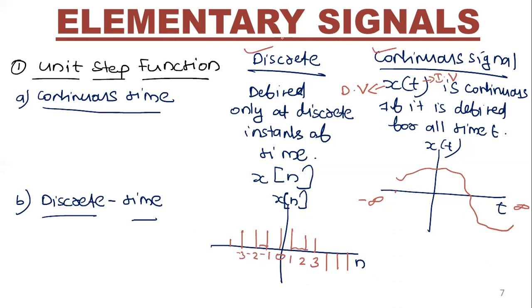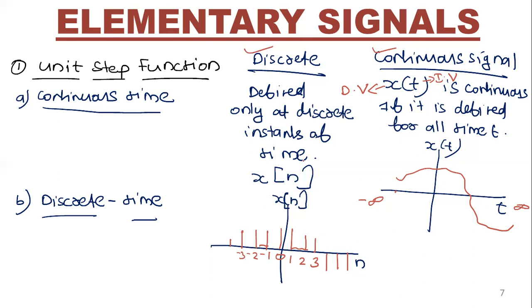So now you understand that signals are classified into two types, discrete and continuous. Continuous is represented by x of t, so for every value of t you will get a value. And discrete means only at discrete instances of time, at particular intervals of time only you will have the value. That is x of n. So the representation is different. So you only need to understand this much.